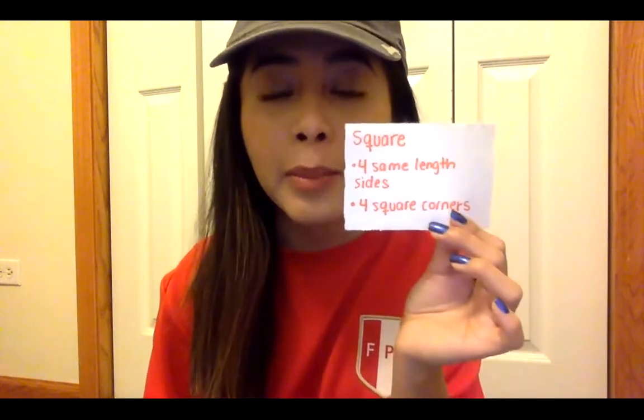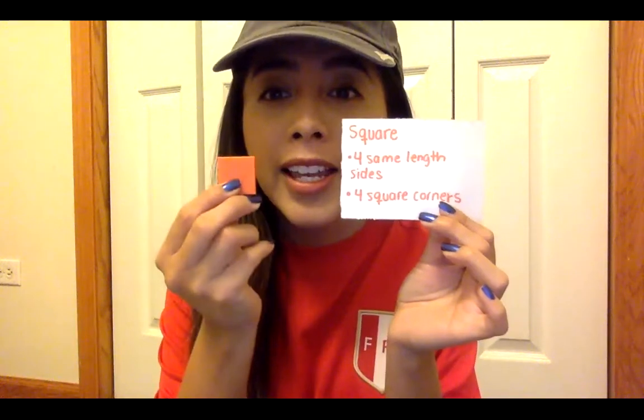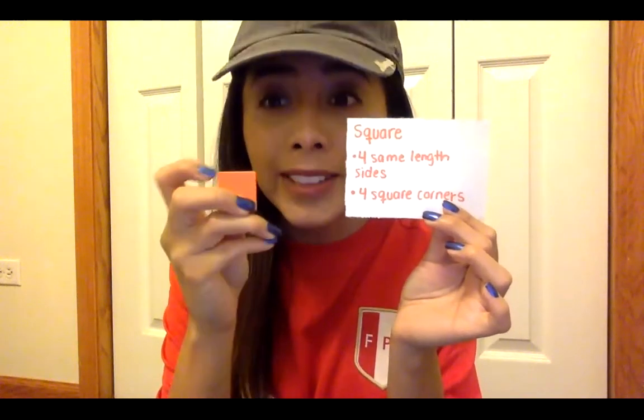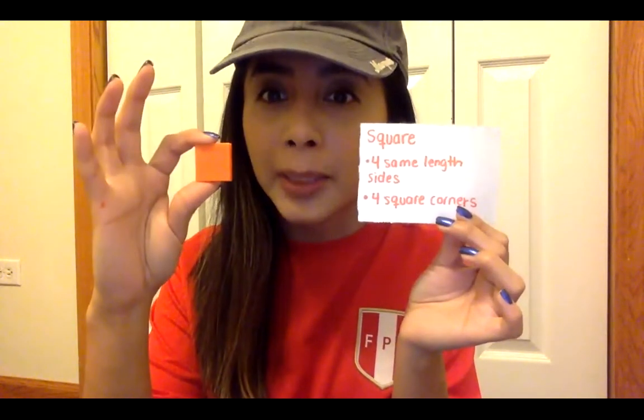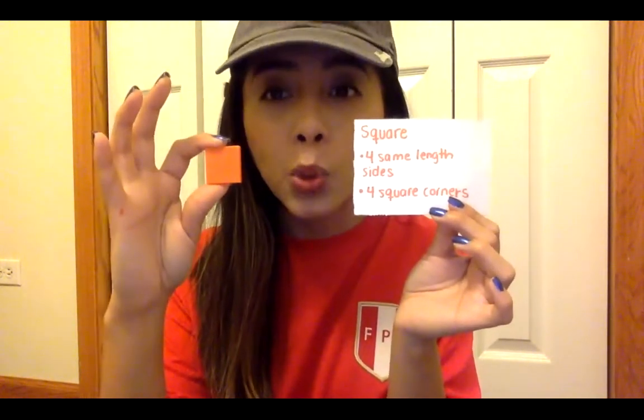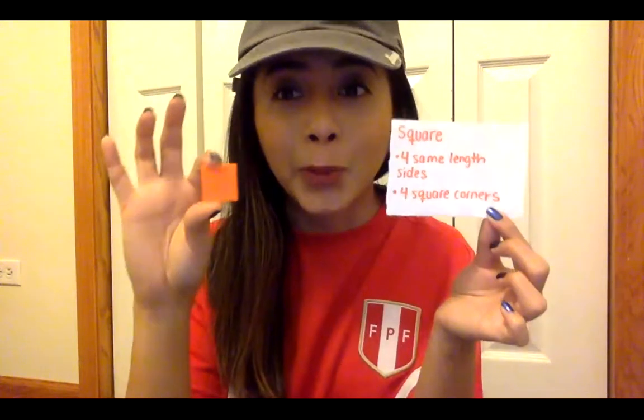Let's keep going. This next one, the shape name is square. And this one, it has four sides that are the same length, meaning all the sides look the same. And it has four square corners. Square corners means that the corners look just like this. So a square has the same length sides, four of them, and four square corners. Let's look at our next shape.